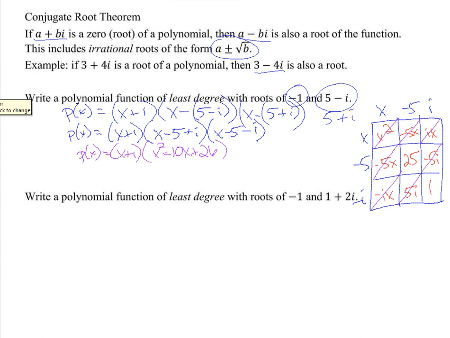What form is it? We're looking for standard form. So box again. This time it's just a 3 by 2. I have x squared, negative 10x, 26, x, and 1. Multiply all that stuff in: x to the third, negative 10x squared, 26x, x squared, negative 10x, 26.